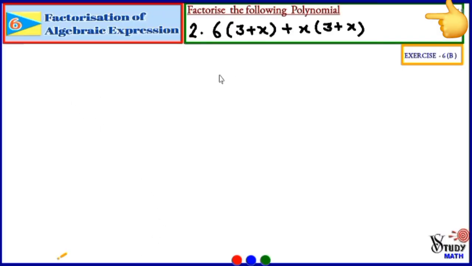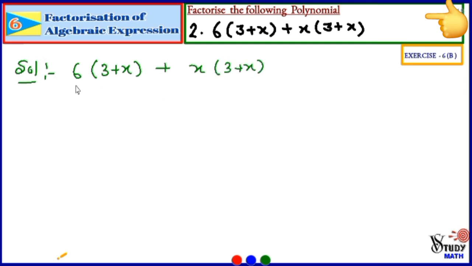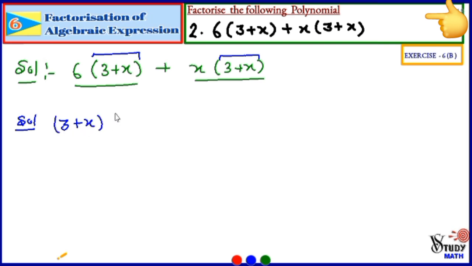Let's take question number 2. The question number 2 is on your screen now. 6(3 + x) + x(3 + x) is here. So this is our term number 1 and this is our term number 2, and in both the terms you can see clearly here there is a common factor. This is a binomial here and this is the binomial here, and this binomial is the same in both the terms, so we take it out as common.